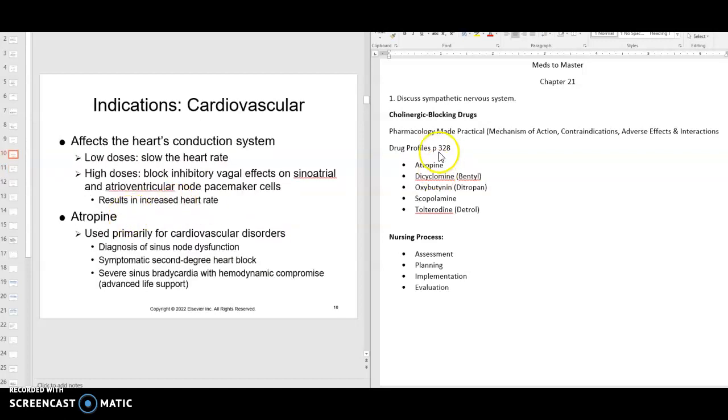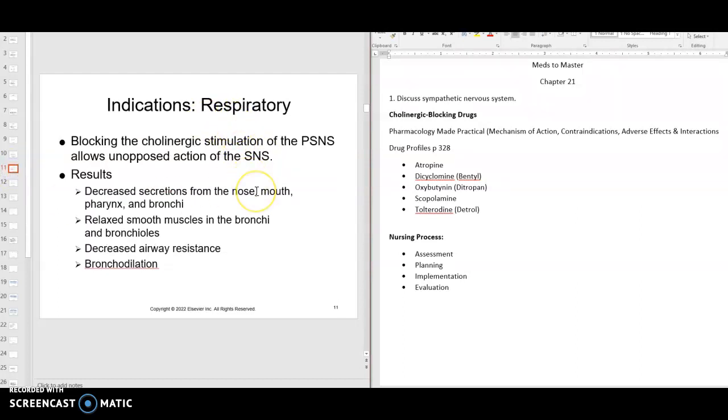When we utilize atropine, which is my drug of choice over here for my anticholinergic drug, we use this for our cardiovascular disorders, especially when we have a specific heart block, which we'll talk about next year in pathophysiology, where the electric impulses aren't speaking well to each other, so it slows down that heart rate. We can give atropine to speed up that heart rate when it's extremely slow in bradycardia. Some respiratory indications for our anticholinergic drugs are to help bronchodilation.